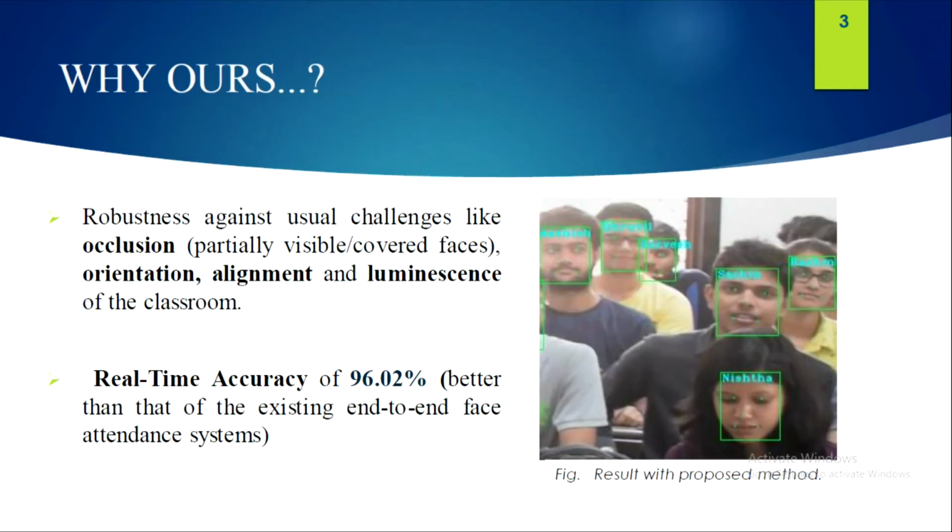Now why ours? Our system is robust against the usual challenges like occlusion, orientation, alignment, and luminescence, or we can say the brightness of the room. Our system was able to get an end-to-end accuracy of 96.02%, which is quite better than the existing real-time deep learning-based systems.